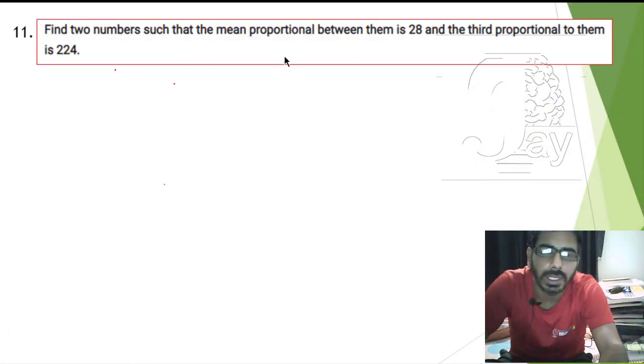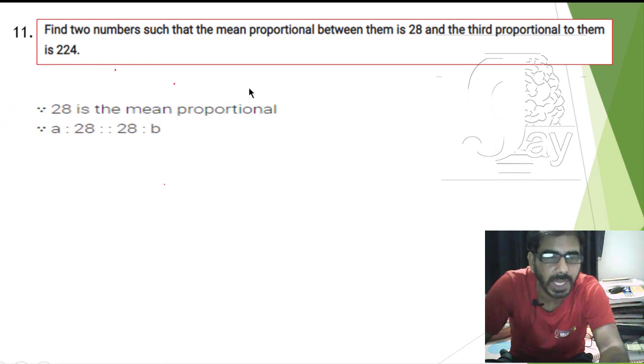So in this question we have two conditions. If you see properly, we need to find two numbers such that the mean proportional between them is 28 and the third proportional to them is 224. So the first condition is mean proportional given and the second condition is the third proportional given. So we have to assume that the two numbers be a and b. Okay, so let the two numbers be a and b.